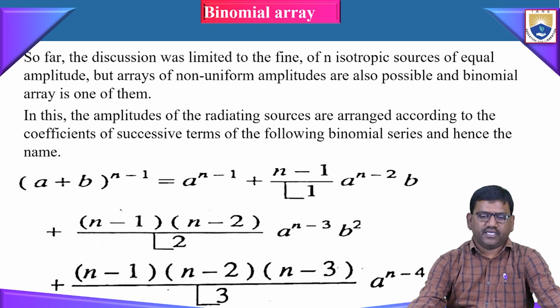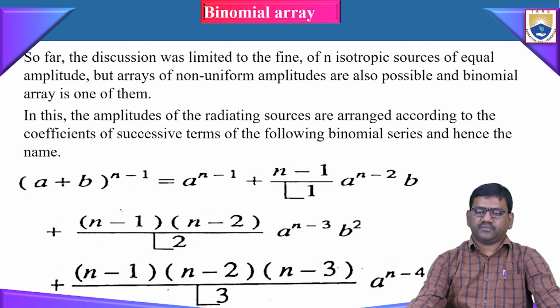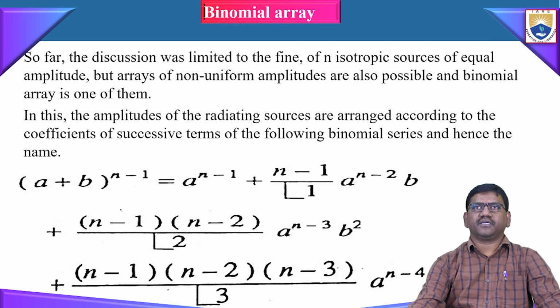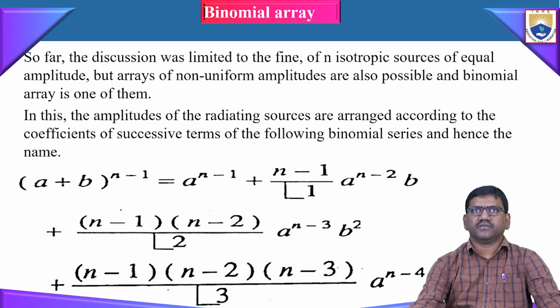The next one is the binomial array. So the discussion so far covered n isotropic sources of equal amplitude, but arrays of non-equal amplitude are also possible. The binomial array is preferable where minor lobes can be completely eliminated. In most cases, whether a linear array, a broadside array, or any other type of array, we observe many minor lobes alongside the major lobe.